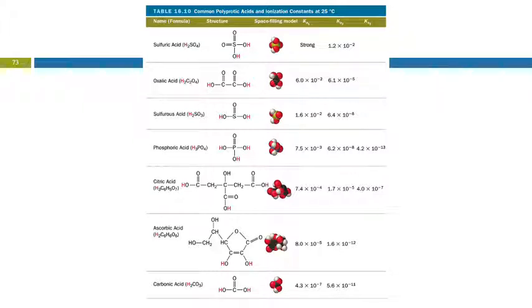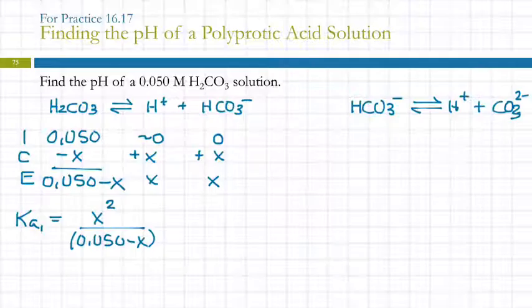So Ka1 for carbonic acid, I'm going to write these on the board, 4.3 times 10 to the minus 7. And for the second one, it's 5.6 times 10 to the minus 11. So that's Ka1 and Ka2 for carbonic acid. So we go back to our problem here.